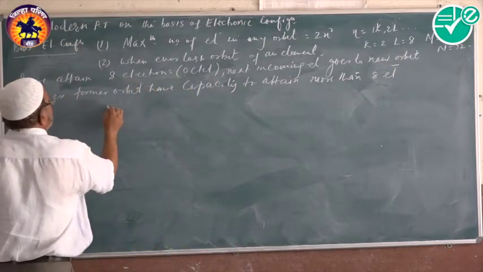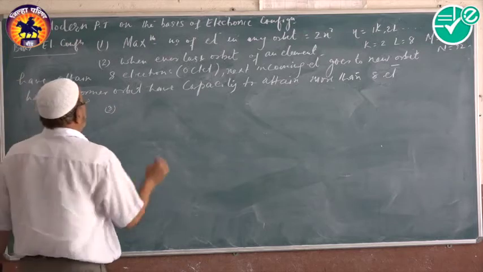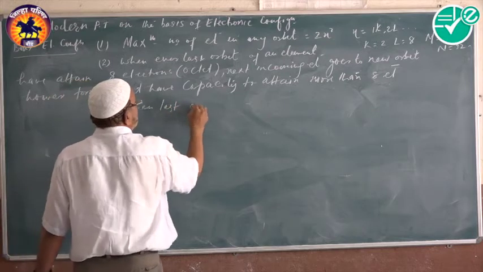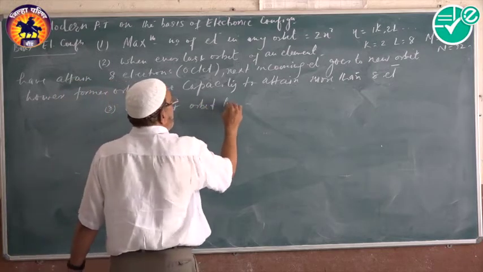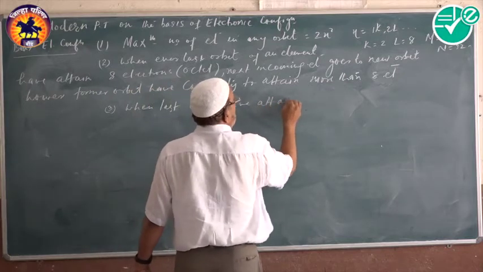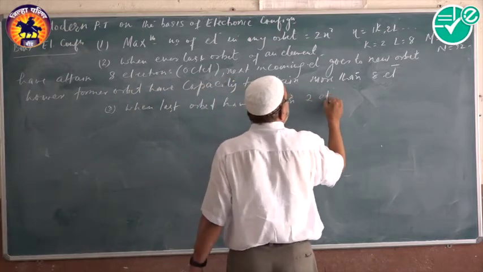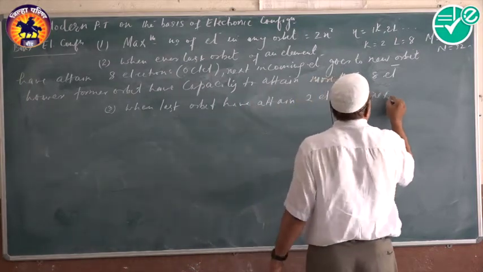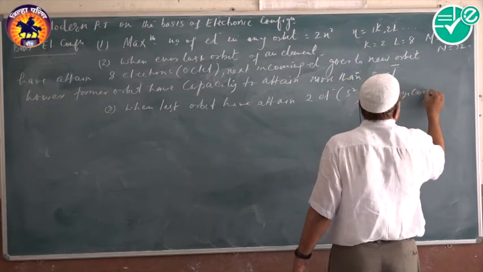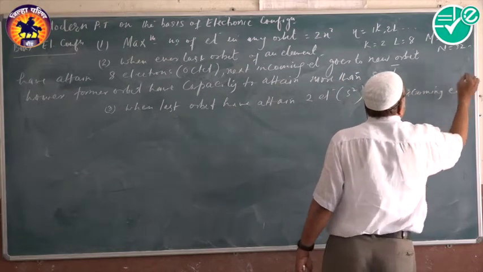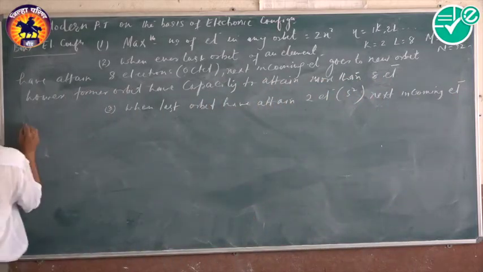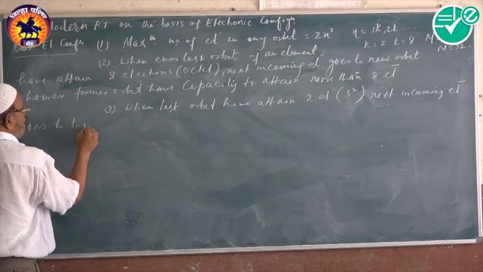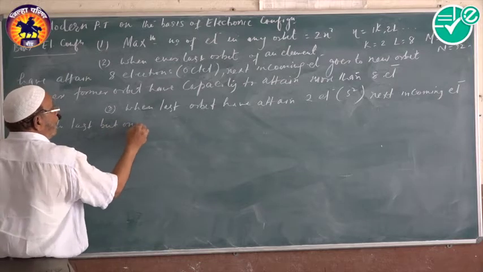Third one: when the last orbit has attained 2 electrons, the next incoming electron goes to the last but one orbit.